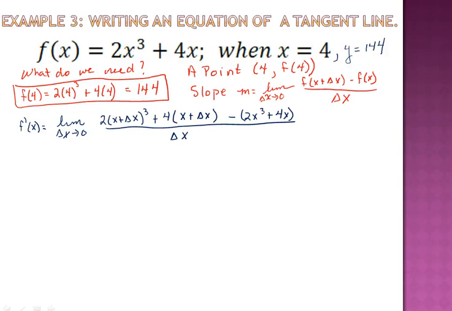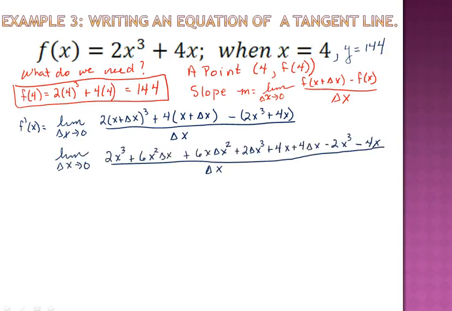So pause the video and FOIL this out, and come back and check and make sure we have the same equation. Okay, compare your algebra and make sure that it matches. We know that our 2x cubes will cancel and our 4x will cancel. And when we get that done, now we can take out a common delta x and cancel that as well.